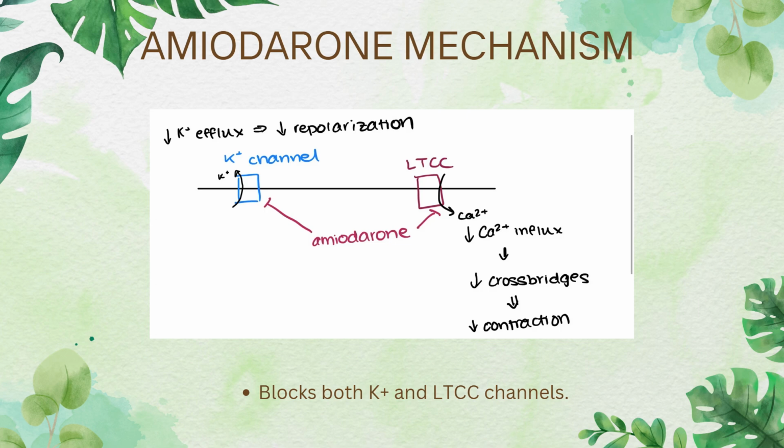slower. The blockage of both the potassium and calcium channels are also going to be slowing down the conduction velocity within both the SA and AV nodes. More specifically, it's the L-type calcium channels being blocked, which is why the rate of depolarization is decreasing.